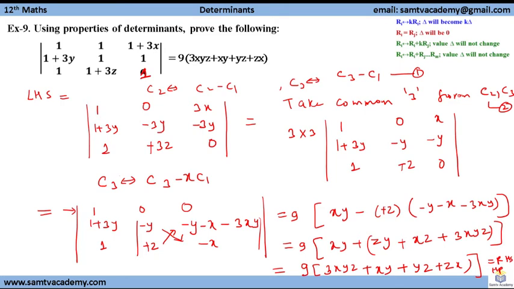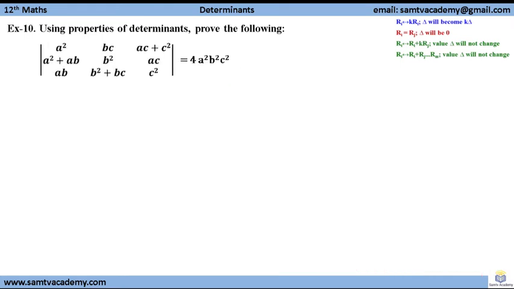By a little mistake you will not get the answer, so be very careful with the sign changes. I have made a little mistake here, so my answer is not coming. So always recheck your steps after doing some step, otherwise the whole answer will go wrong. So next question, question number 10.